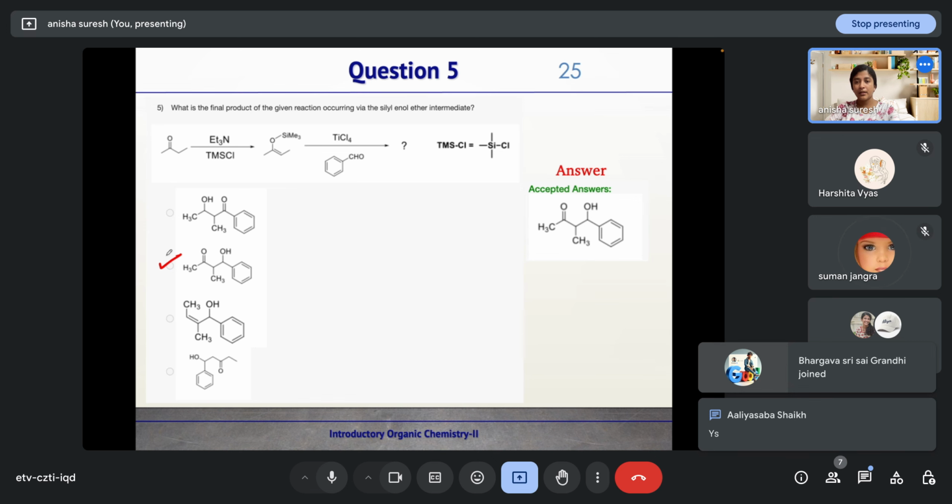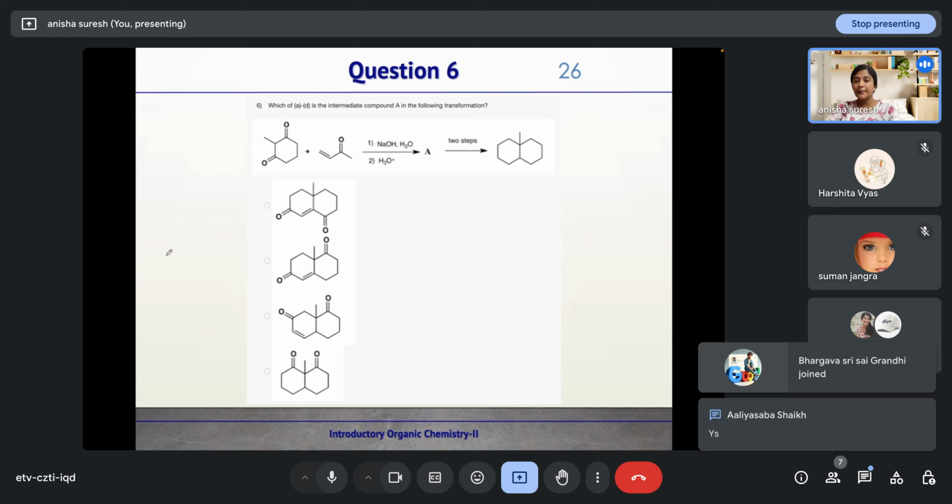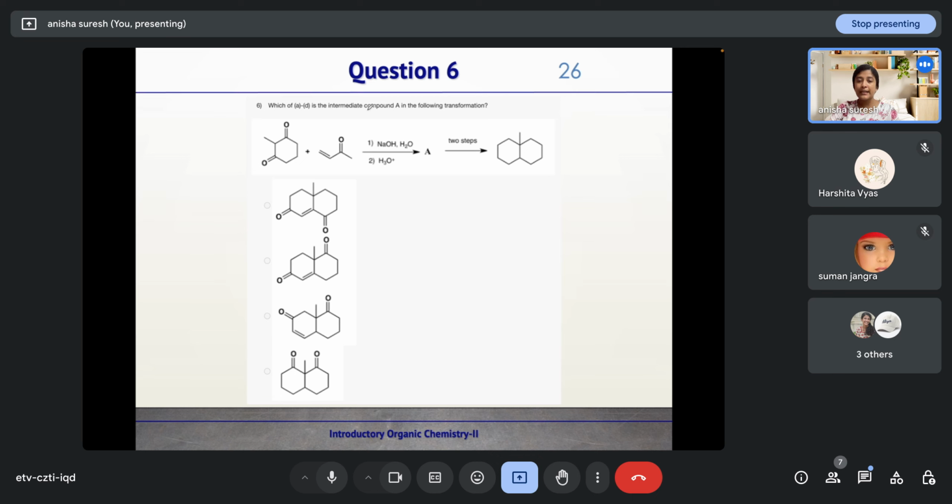Yes, ma'am. Now coming to question number 6. Which of A to D is the intermediate compound A in the following transformation? So this step leading to formation of A, it is a name reaction. What is that reaction? Robinson annulation. Yeah. So this is Robinson annulation reaction.